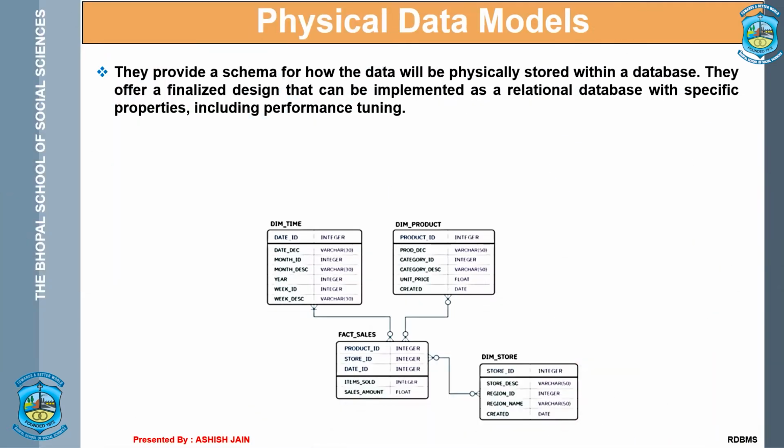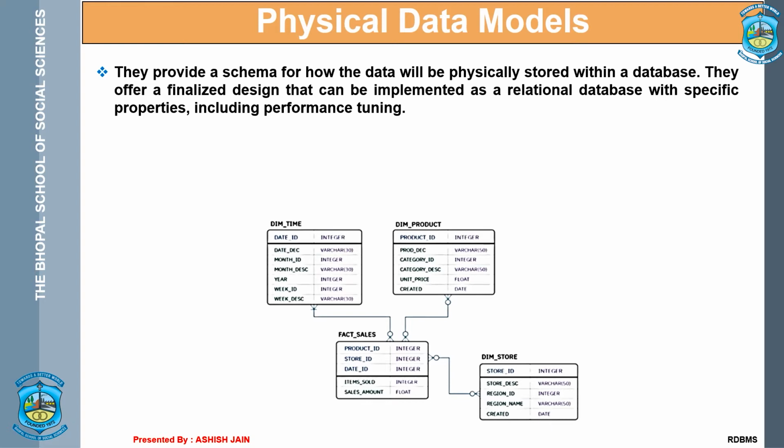The next is the physical data model. Here in physical data models, they provide a schema for how the data will be physically stored in a database. As the name suggests, it is associated with the actual physical storage of data. They also offer a finalized design that can be implemented as a relational database within a specific properties, including the performance tuning measures. For example, here apart from the normal attributes, we have also specified the type of attributes.